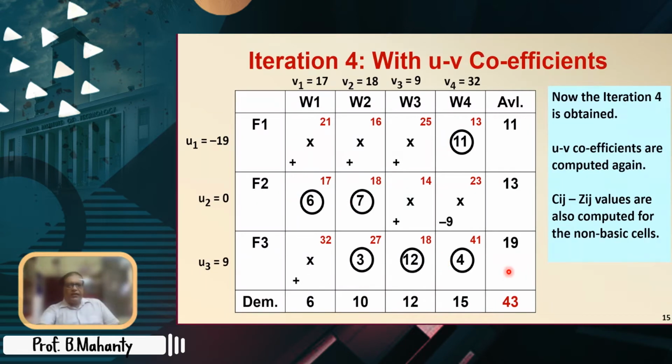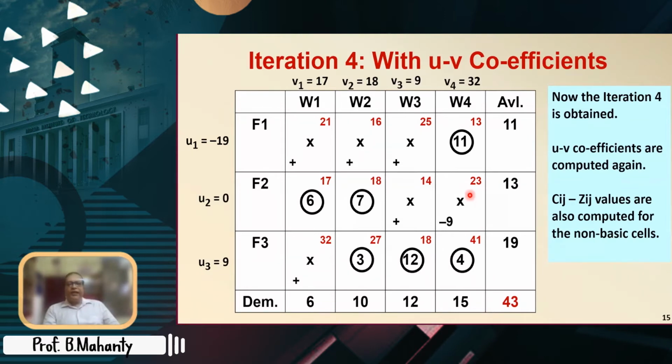Right, so when that is done, then we get the new iteration, that is iteration 4. And after the 4th iteration, this is how the values stand. So once again, we compute the U's and V's, and then Cij minus Zij, and see only one cell is now positive, and that cell is your F2W4.